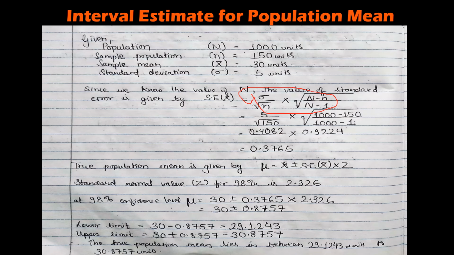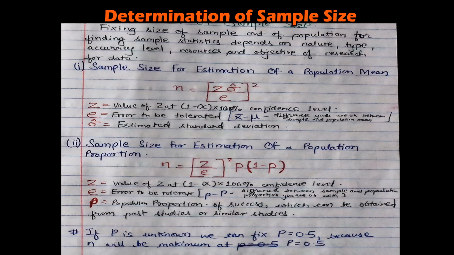29.1243 and the upper limit as 30.8757. So therefore the true population mean lies between 29.1243 units to 30.8757 units. Determination of sample size.